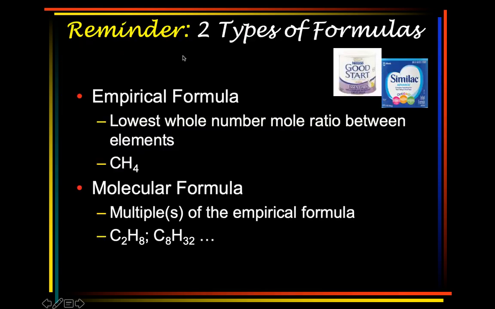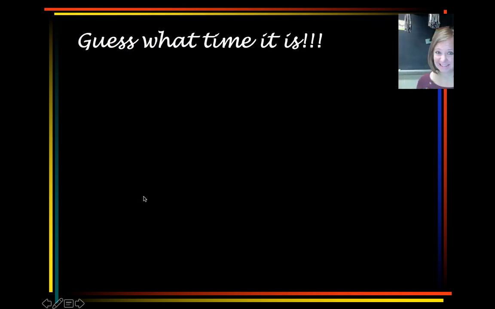Okay, now remember, there were two types of formulas. Empirical is what we just learned how to do: lowest whole number mole ratio. But then there's also that molecular formula. So what we need to do is we need to find the empirical formula, and then we need to multiply it by something to get the molecular formula. Okay, we're still dealing with moles, remember?